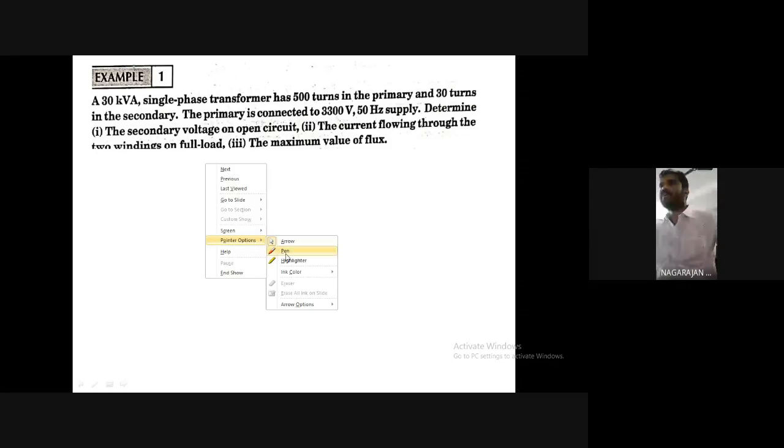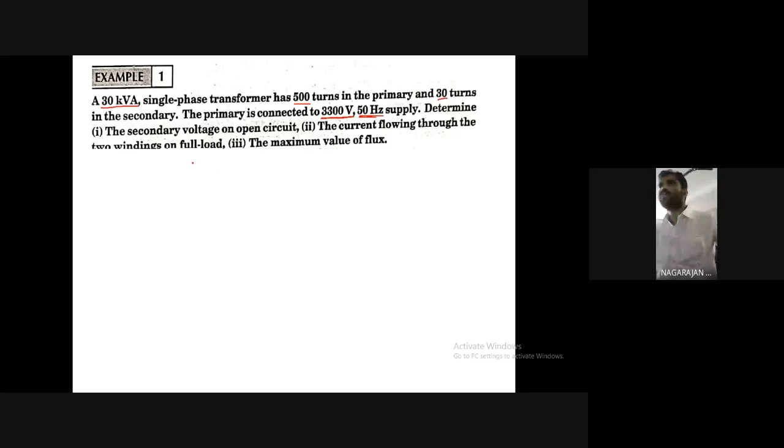I'll just write the given data here and then go to the board and explain. The power rating has been given as 30 kVA. Number of turns in the primary is given as 500, whereas for the secondary, it is 30. On the primary side, we have connected a 3300 volts source, which is of 50 hertz.